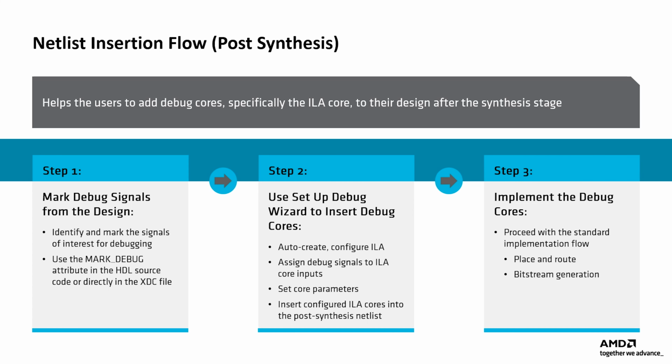Step 3. Implementing debug cores. Debug core implementation is integrated into the standard implementation flow, which includes place and route and bitstream generation. During this process, the debug cores are synthesized as black box instances, and their netlists are automatically added to the project. These cores are included in all implementation runs, with their connectivity preserved through netlist updates.